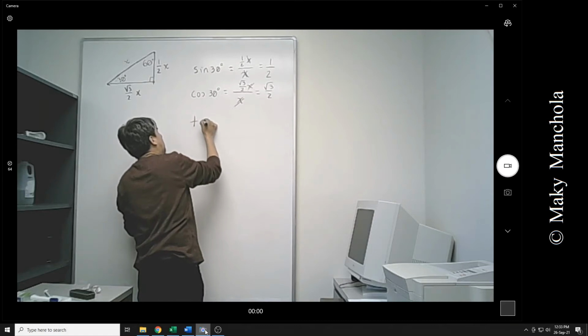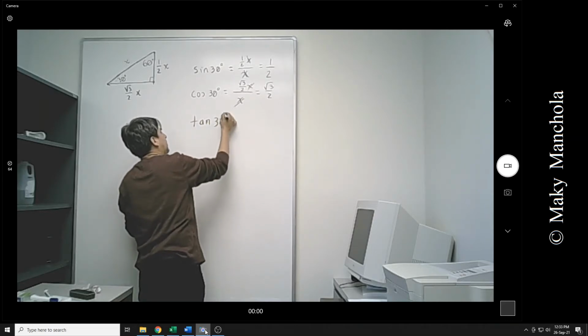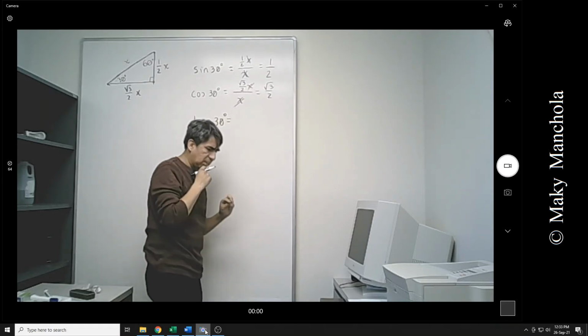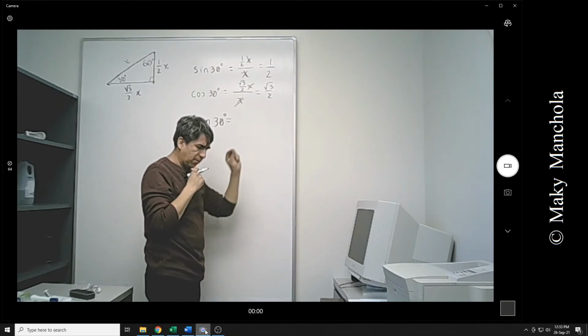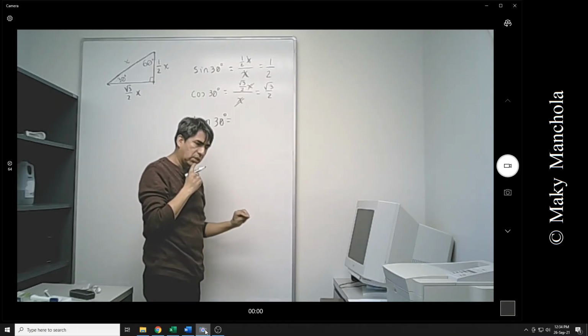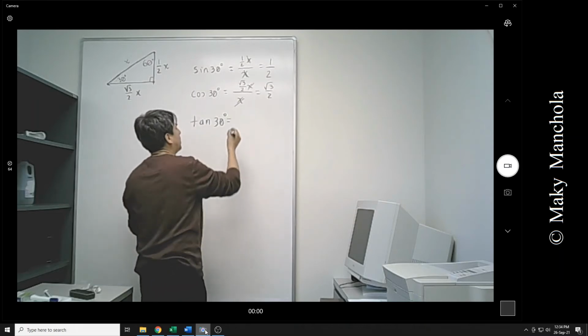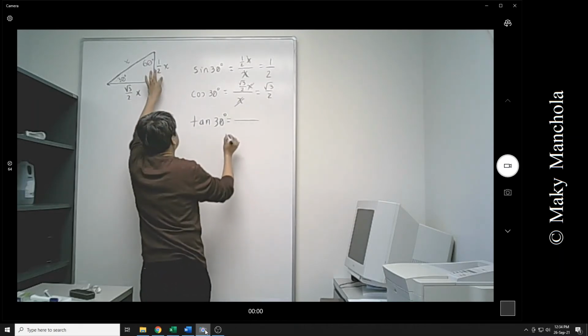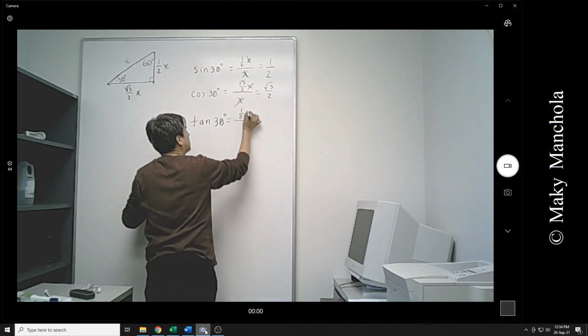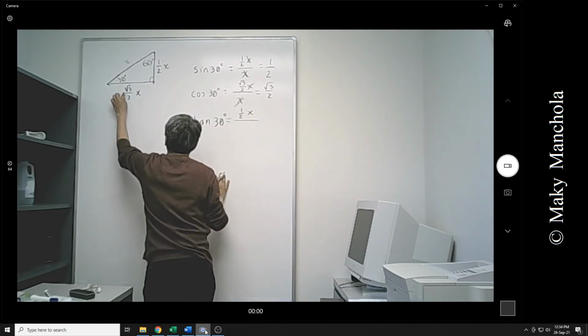Now, tangent of 30 degrees. The tangent of an angle is the length of the opposite side over the adjacent side. In this case, my opposite side is a half of x. My adjacent side is root of 3 over 2 times x.